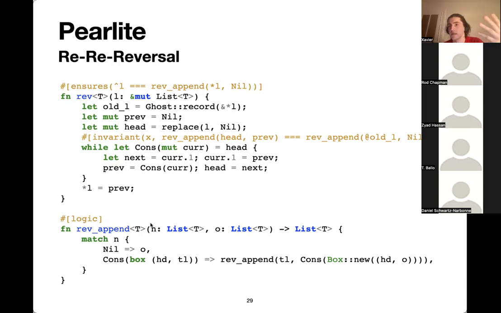But it's more convenient to express it in this manner for the proof, because then our loop invariant is quite trivial. Our loop invariant just says, when we rev append the previous list, which has already been reversed, and the head, which is what remains to be reversed, it's the same thing as reversing the entire list, right? And so using this, we can prove that our list reversal is not only safe memory-wise, but actually does reverse our list.